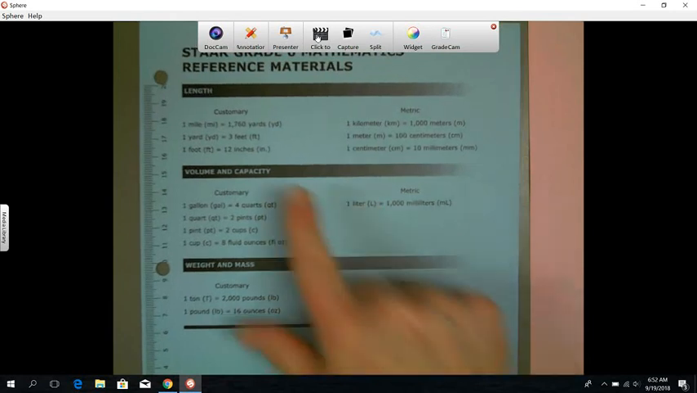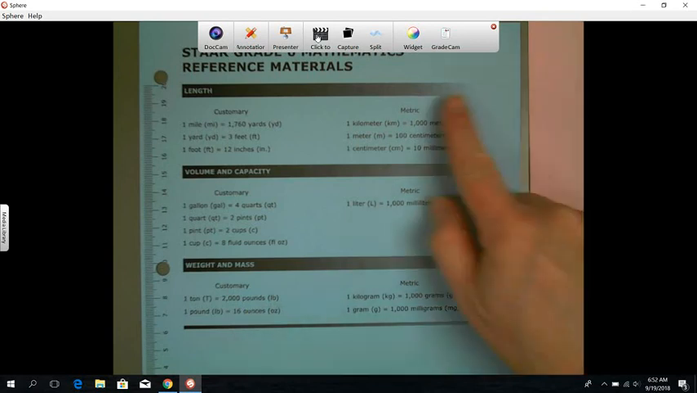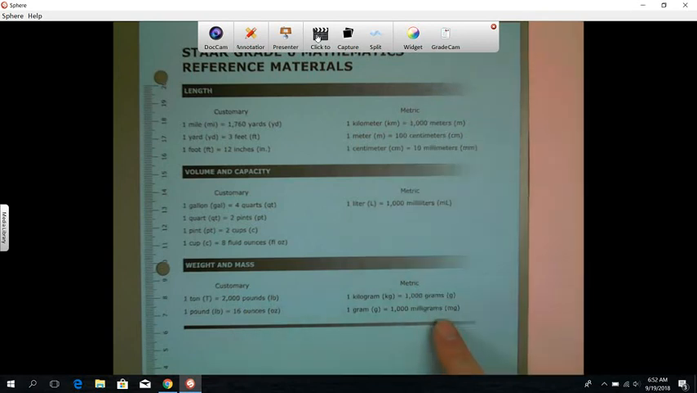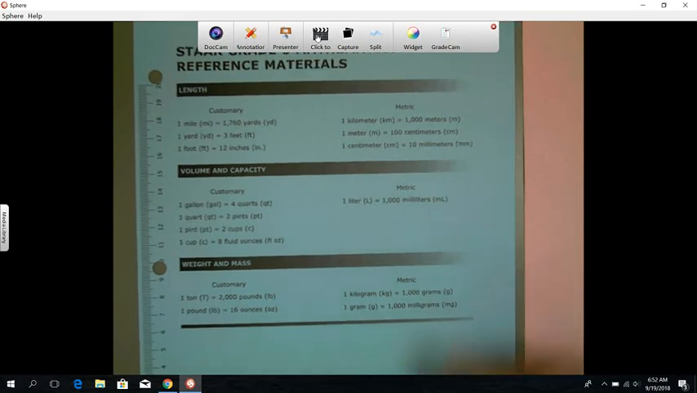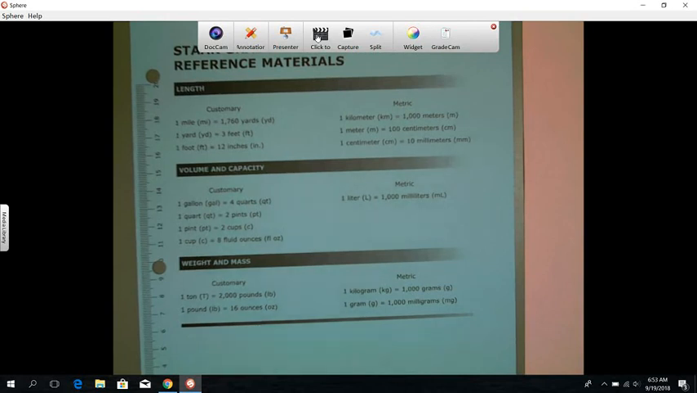So you can see the different customary. The other form of measurement would be metric, which is in this column. And that's things like centimeters and liters and kilograms. The customary or standard units of measure is mainly what the United States uses for a lot of different things. So we have to be able to use a ruler correctly so that we can measure in those customary units.